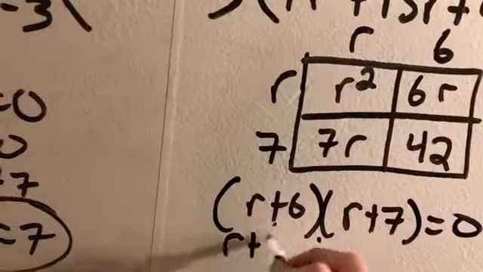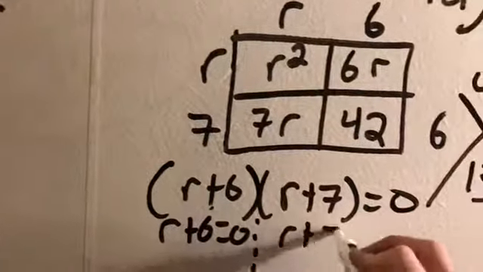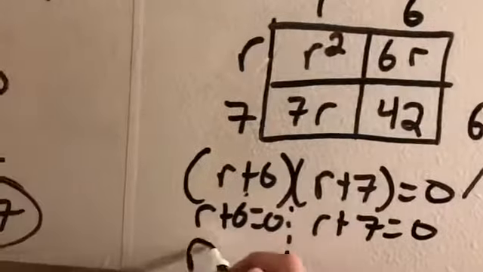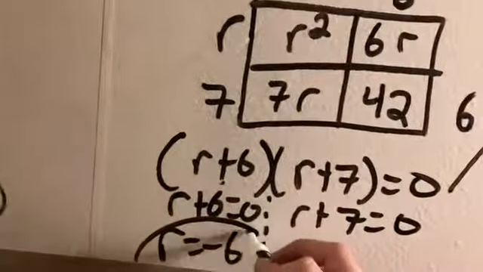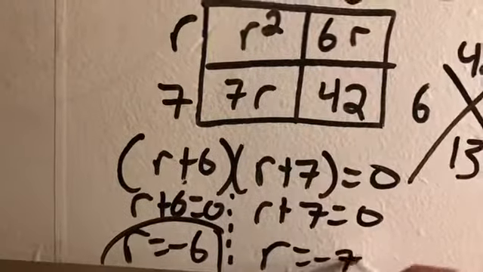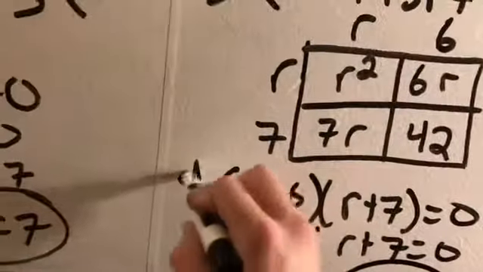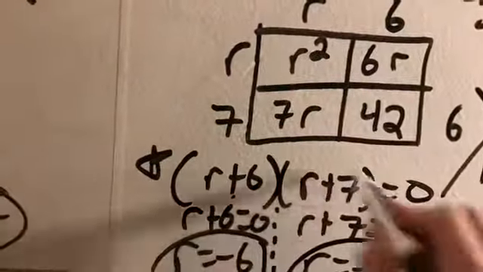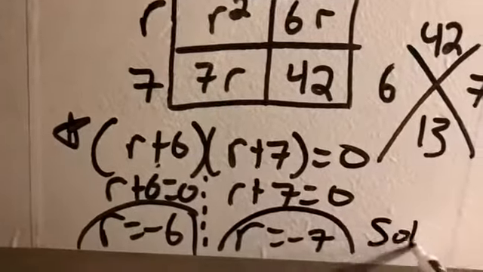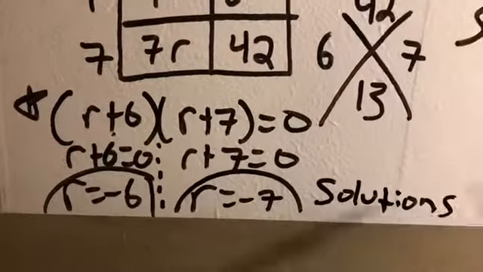And now to get our solution, we set them equal to 0 and solve. So up here we have our factors. Then when you actually solve them, down here we have the solutions.